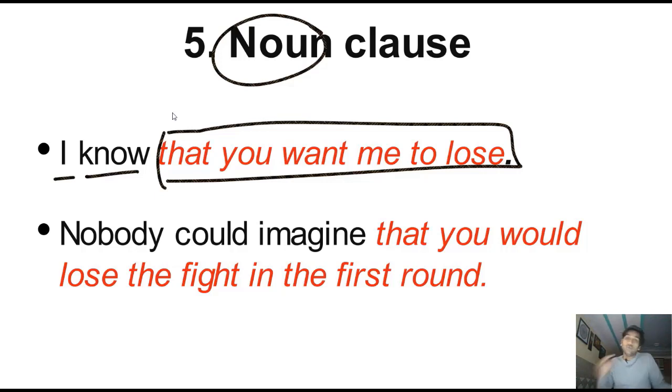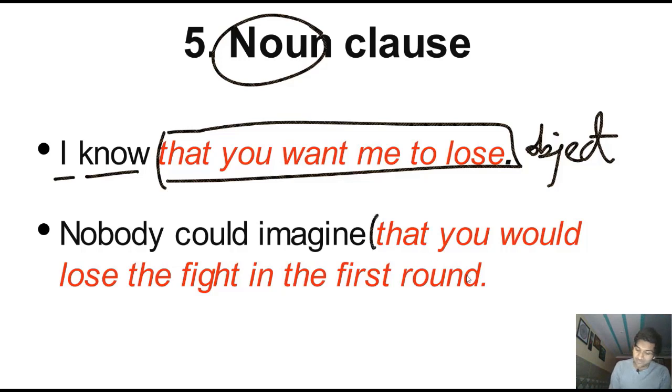I know that you want me to lose. I know that you want to hit me. I know that you want to marry me. I know that you want to kiss me. I know that you want to work with me, whatever, right? So it's working as the object. Second example, nobody could imagine that you would lose the fight in the first round.